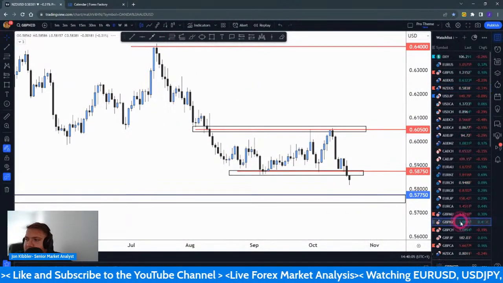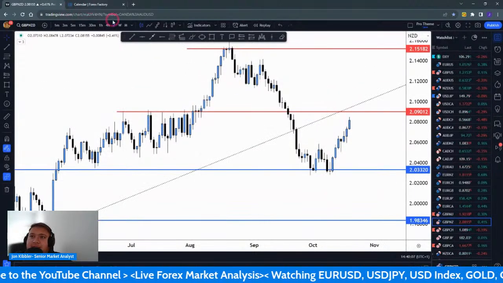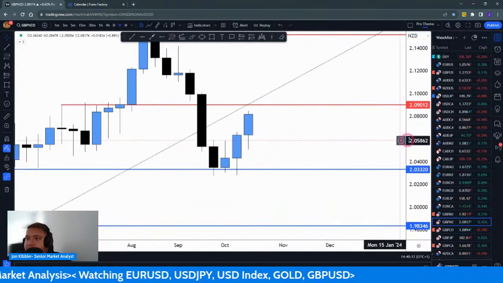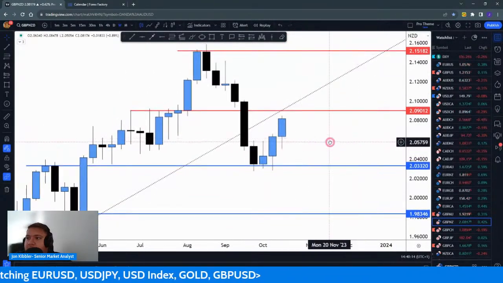Let's go take a quick look at pound Kiwi. Oh, it has taken off. So we did do this this week. We were looking at the potential for pound Kiwi to rally because of the strength meter.